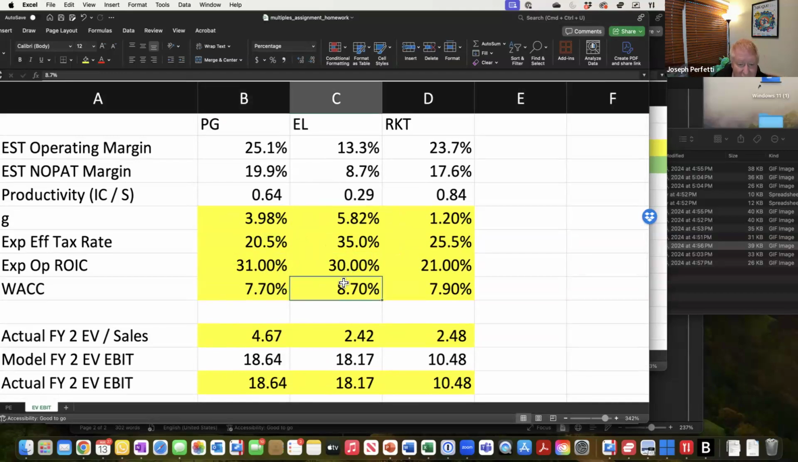And again, we're discounting those cash flows at 8.7 versus 7.7. So the much higher discount rate and the higher tax rate is offsetting the growth advantage that Estee Lauder has, and that's why they're trading at a discount. Why is RKT trading at a discount?